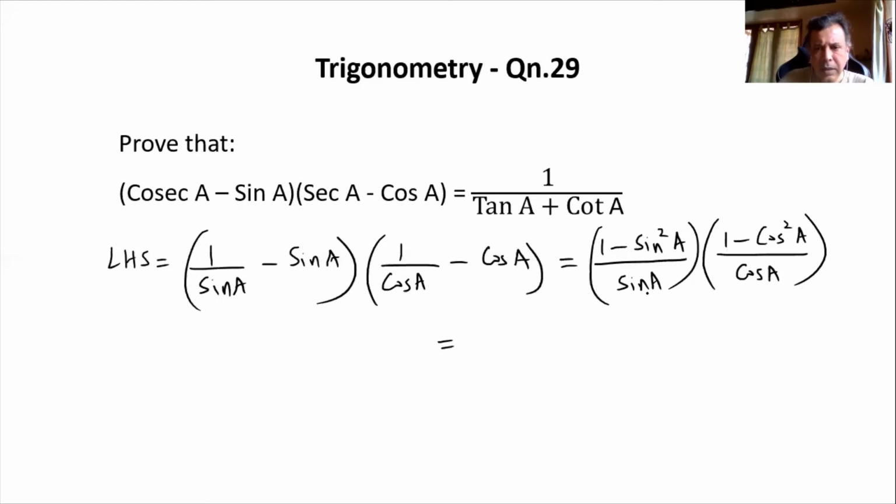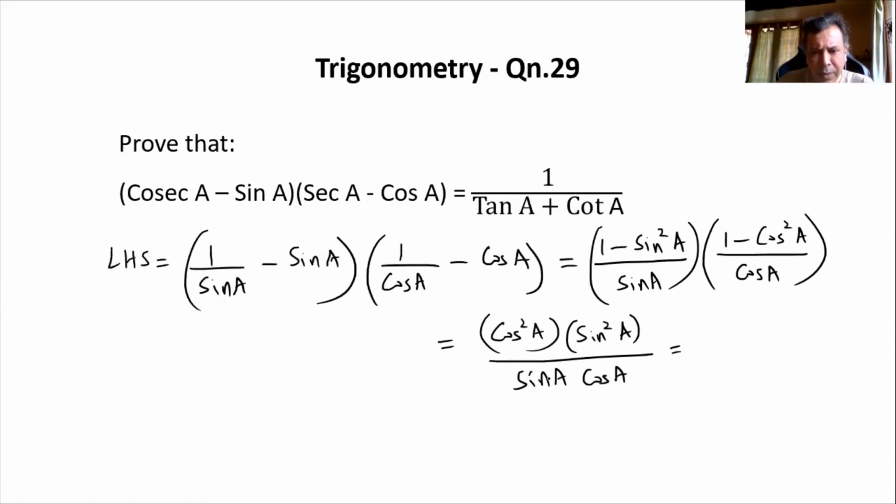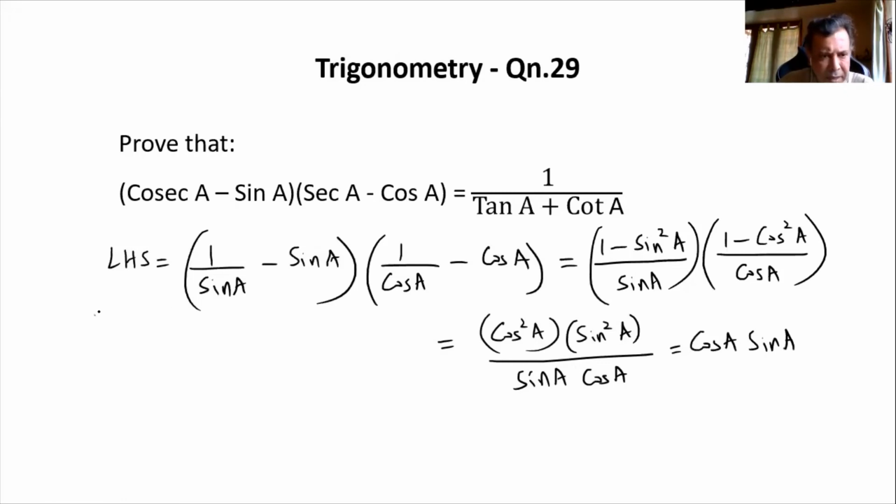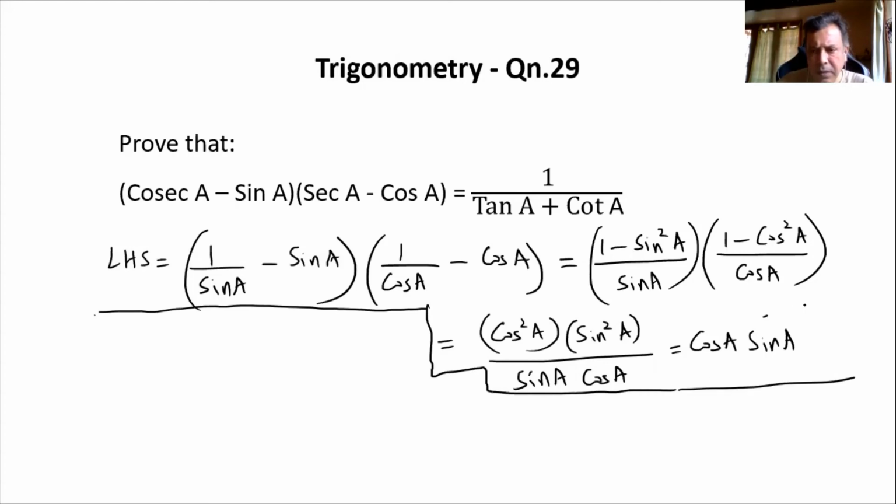So what is that? Here the numerator will become 1 minus sine square A is cos square A. 1 minus cos square A is sine square A, divided by sine A cos A. So one term will get cancelled, means sine square A divided by sine A will become sine A. Cos square A by cos A will become cos A. So I can write this as cos A sin A. This is our left hand side. Call this as 1.